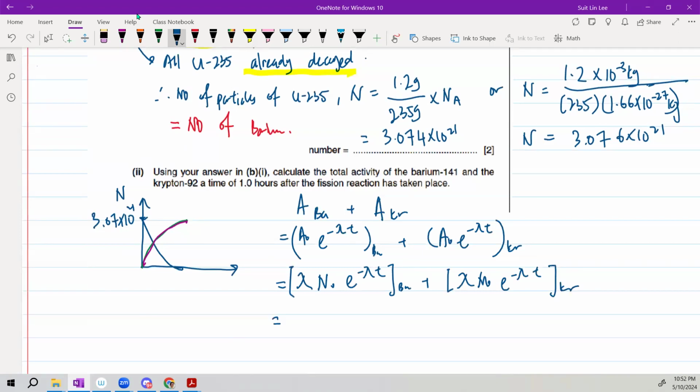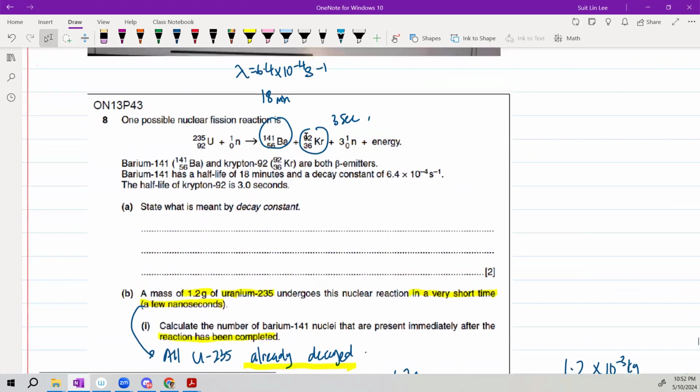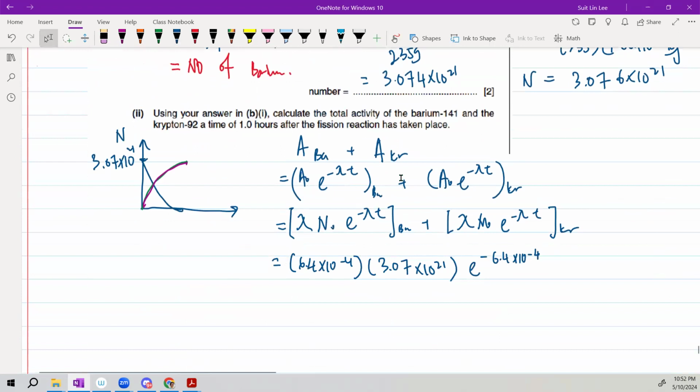It's doing maths. I have the lambda for barium, 6.4 times 10 to the power negative 4. I got the N0, 3.07 times 10 to the power 21. e^(-6.4 times 10^-4 times t). This one is in seconds, so I should use time in seconds. 1 hour would be 3600 seconds.